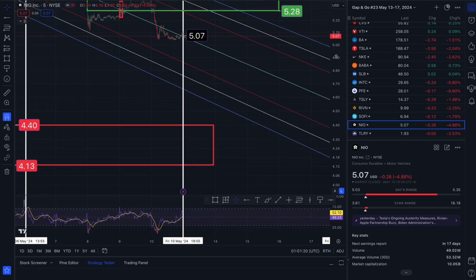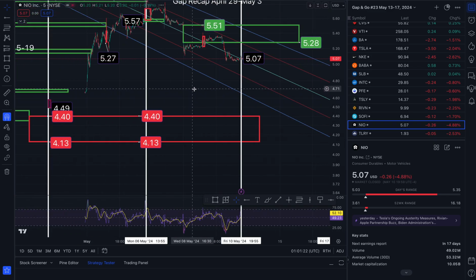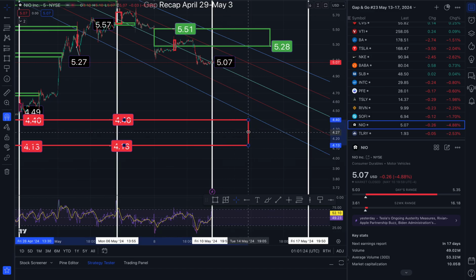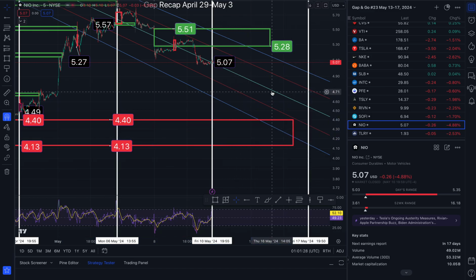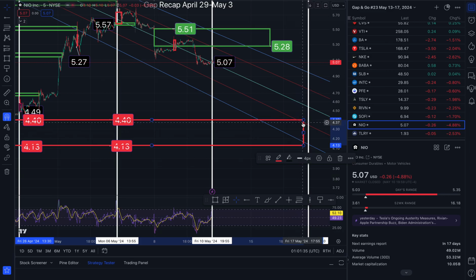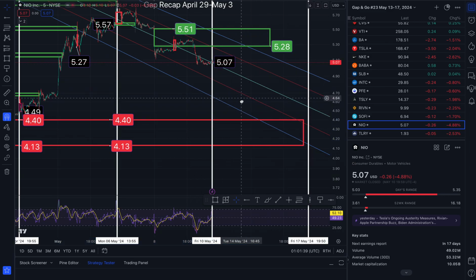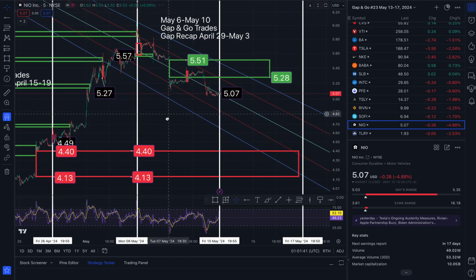Okay, and then we have a gap to the south side, sad panda. All right, I don't know where it's going to touch, so let's just move it here. But technically, it could touch maybe on Friday if we continue down. It'll touch negative 2 standard deviations.